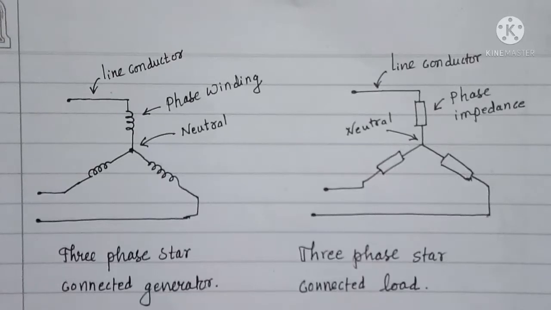Dear students, in last class we studied in three-phase systems what is phase winding, what is line conductor, what is phase impedance for star connected generator, for star connected load, and for delta connected generator and delta connected load.